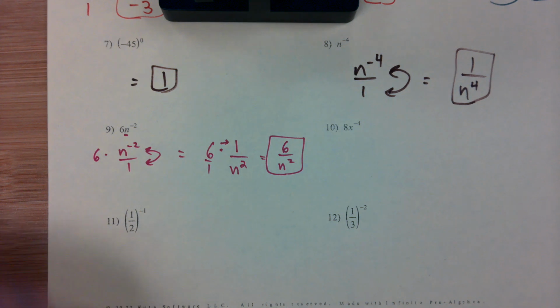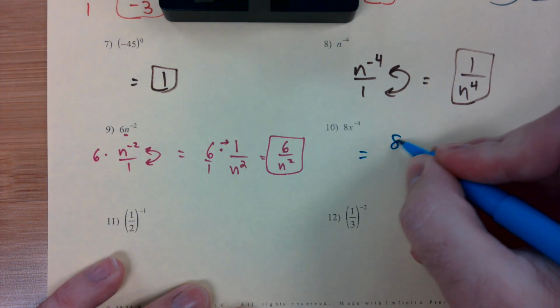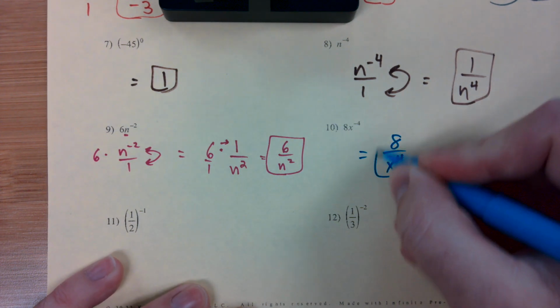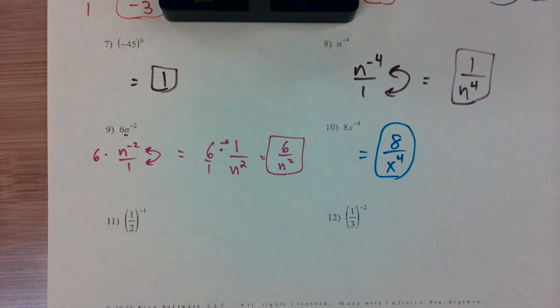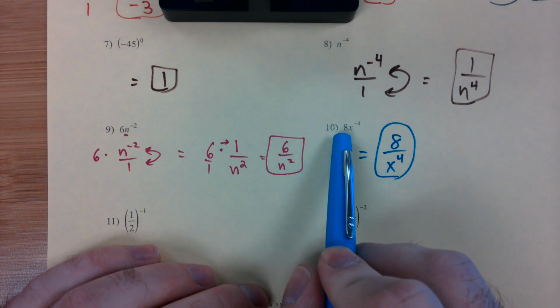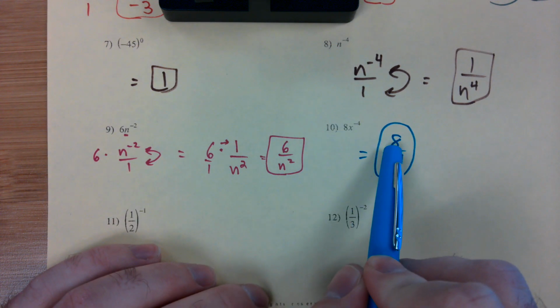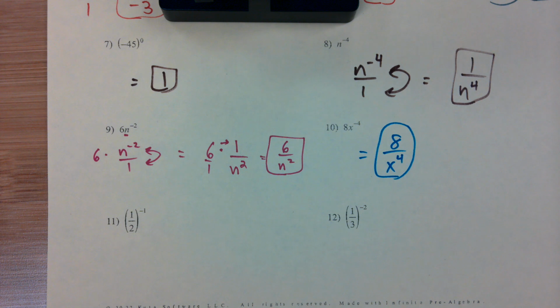Which means our answer for number 10 would be 8 over x to the 4th. Once you know that pattern and can recognize it, it makes these problems go by really quick. You don't have to overthink, oh, what do I do with that 8 again? What do I do with the 6? If it's in front of the variable, it becomes your numerator. Okay?